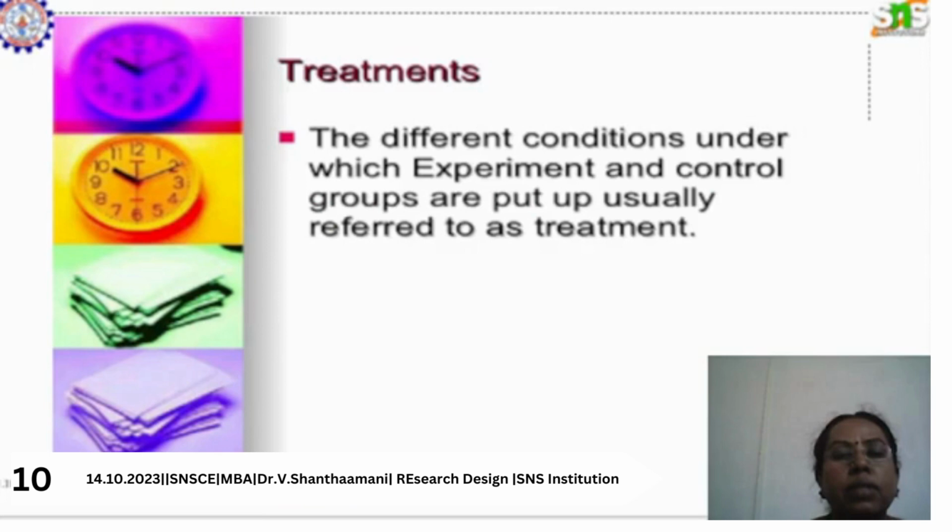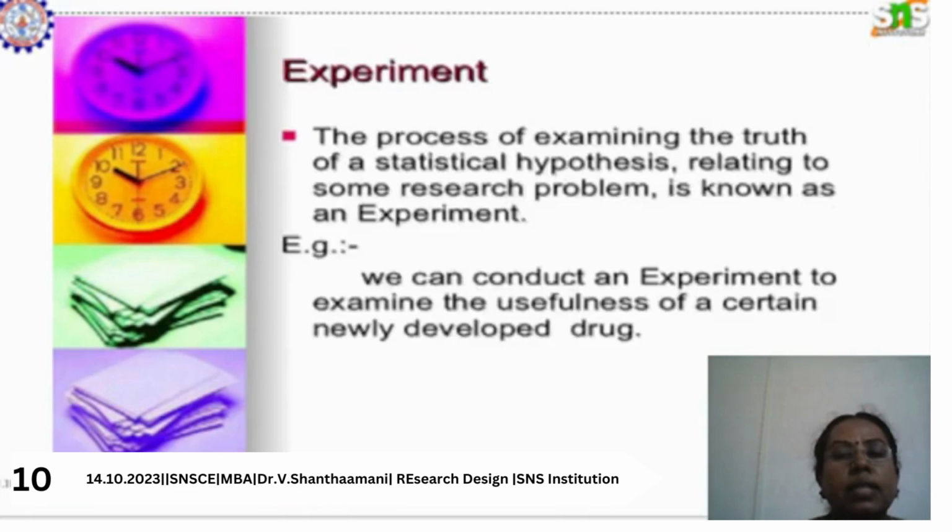Experiment. The process of examining the truth of a statistical hypothesis relating to some research problem is known as an experiment. For example, we can conduct an experiment to examine the usefulness of a certain newly developed drug. So, whenever we are examining the usefulness of a certain new drug, it is known as an experiment.